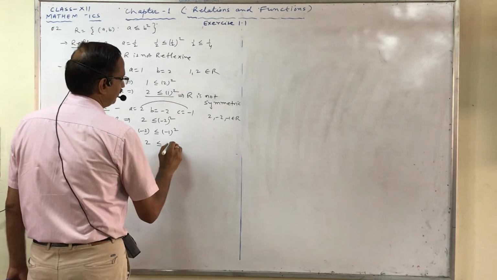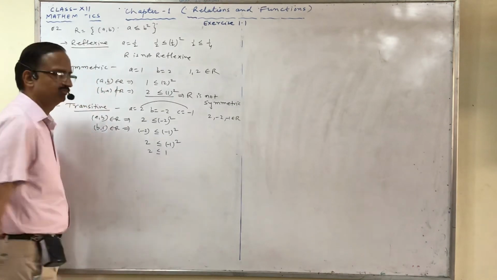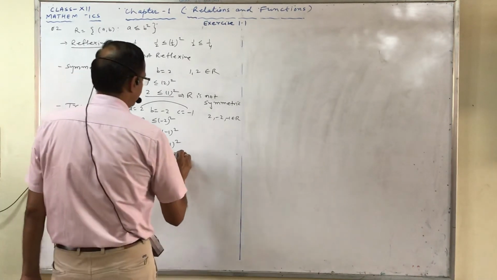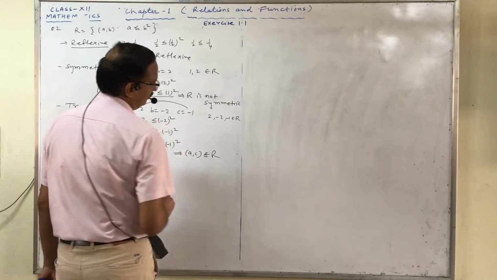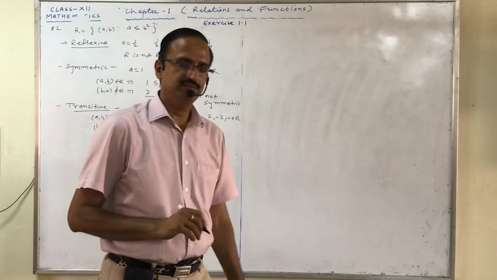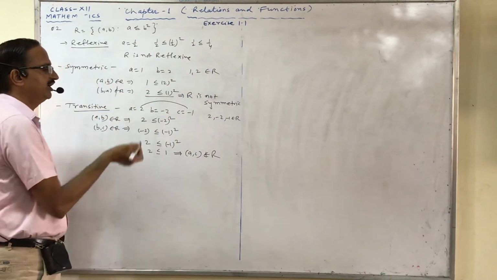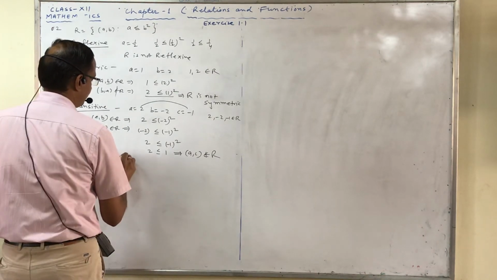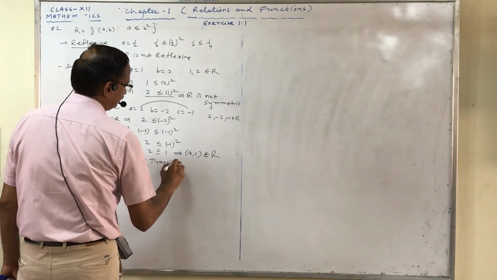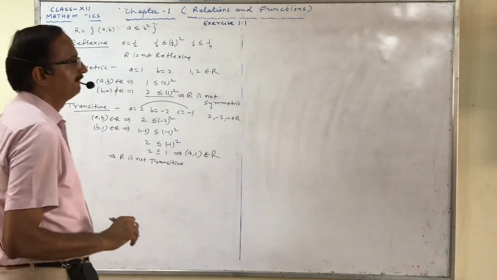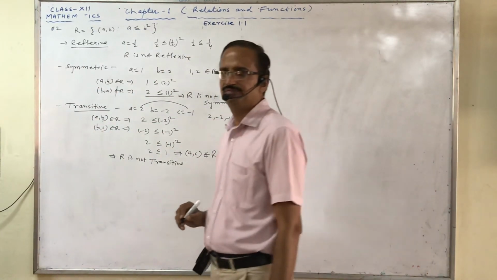2 is less than or equal to (-1) squared. Is it correct? No, it is not correct. It means we can say that AC does not belong to R. A is related to B, B is related to C, but A is not related to C. This implies that R is not transitive. It means R is neither reflexive, nor symmetric, nor transitive.